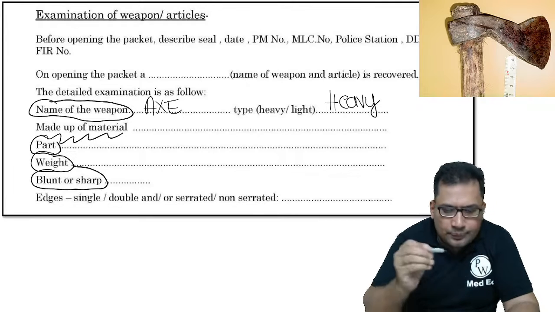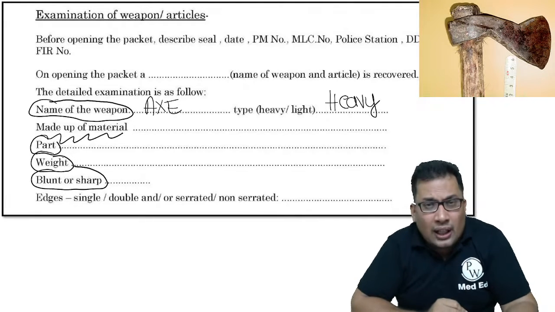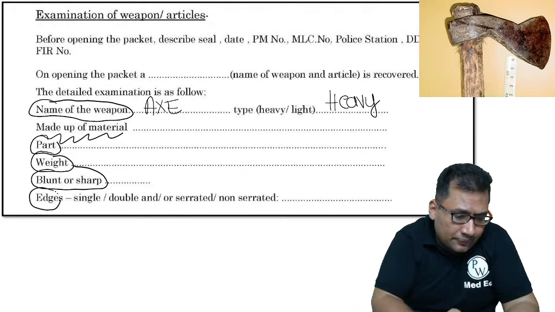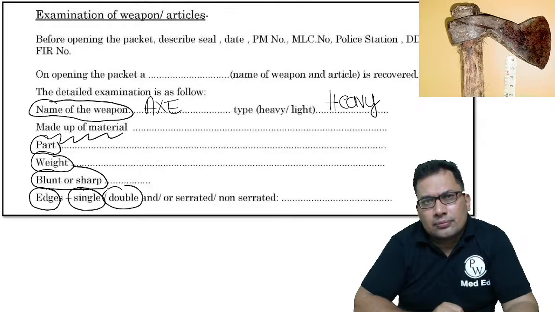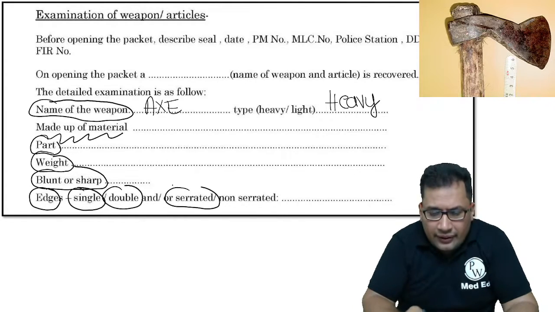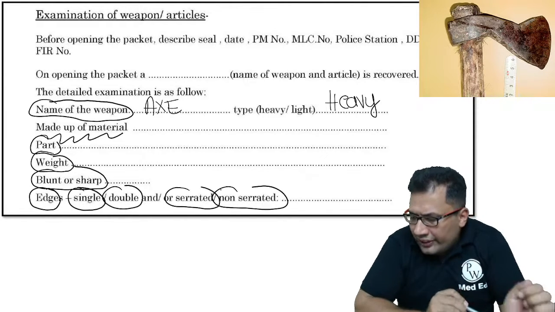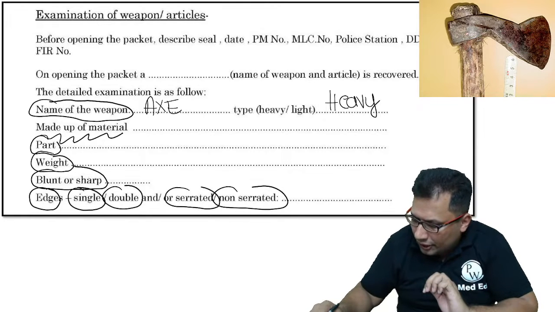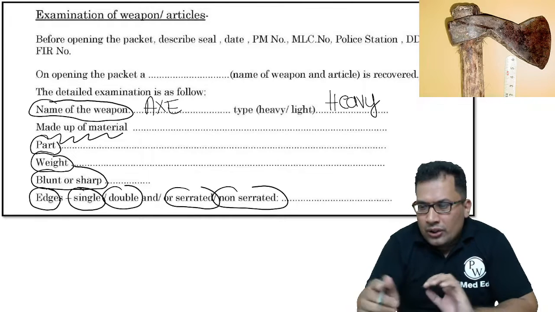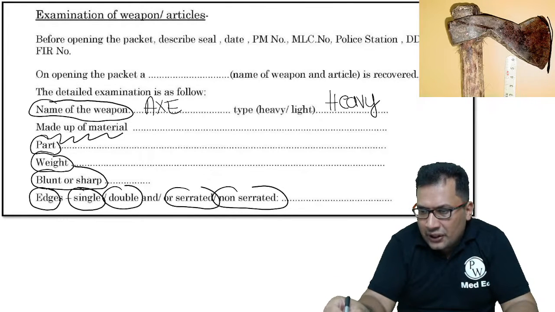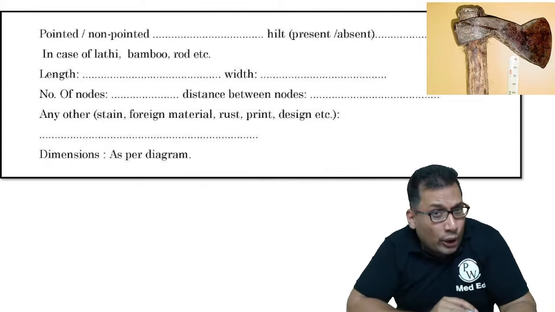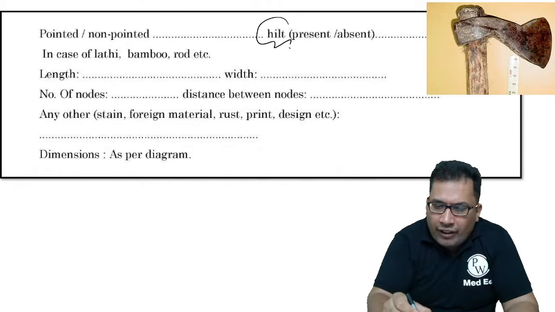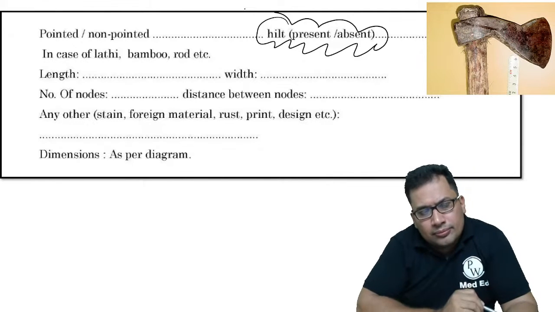Blunt or sharp. And also you should write some opinion about edges, whether single-edged, double-edged, serrated, non-serrated. All this you must write. So you can see here, this is the sharp end. This is relatively sharp. Then whether they are pointed or non-pointed, whether hilt is present or absent.